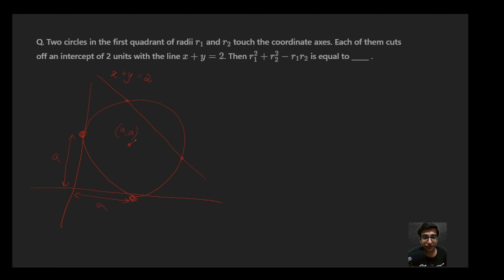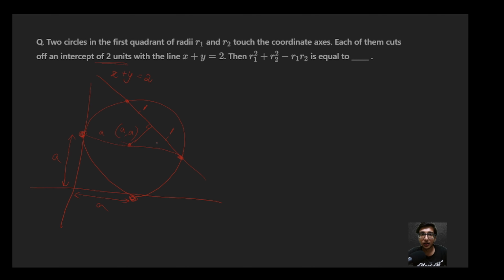Now from the center, of course, I can drop a perpendicular, and this would divide this line into two equal halves, and we know that the length of this intercept is 2 units. It has been given in the question. That means this length is 1 and this length is 1. So if I connect it, we know that the radius of this circle is also equal to a.